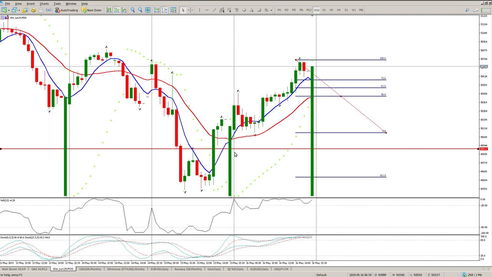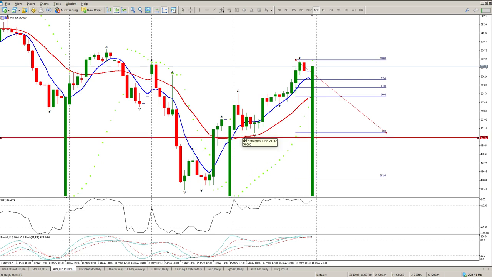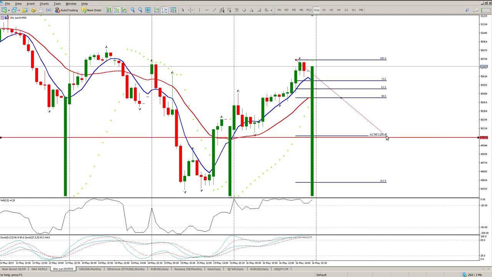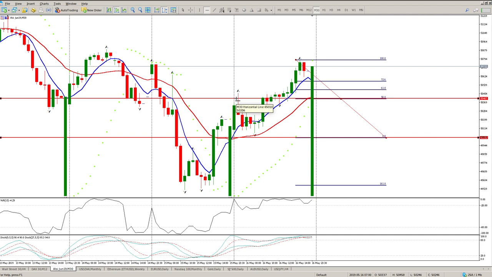Your next thing to do is just take the range for the whole day's move and get yourself a level at 50%, which is pretty much in the same area. So 50% of the previous day's move, retracement, and then a rally. That's kind of the area that I'm looking at the moment, and that on the half hour would still be within the upward trend here. So that's kind of my view at the moment.